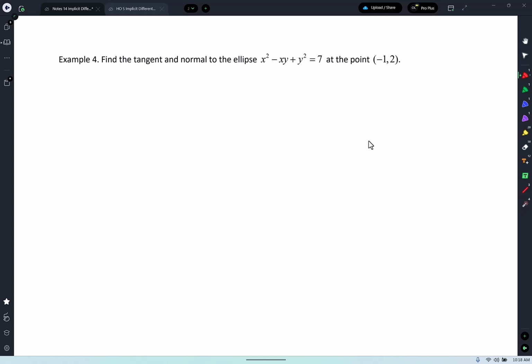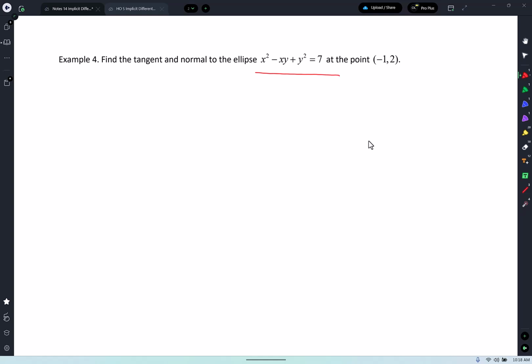Find the tangent and normal to the ellipse. Hopefully we know it's an ellipse, but if we don't, that's fine. I want to find the tangent and the normal to this ellipse at that point. What do I need to find the tangent and the normal? A point and a slope. And once you find the tangent slope, the normal slope is just the opposite reciprocal. So let's do it. Notice it's not explicit, so you can't start by writing y prime equals. You have to do this implicitly. You must. Does that make sense, guys?